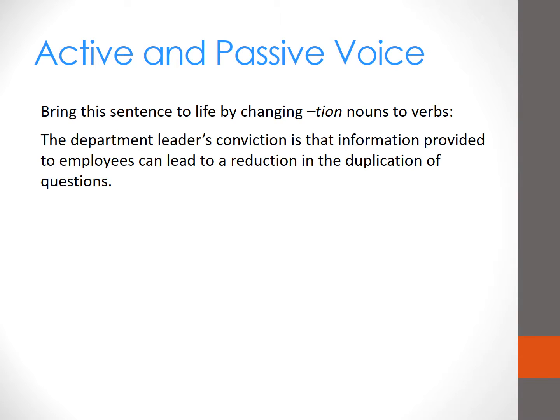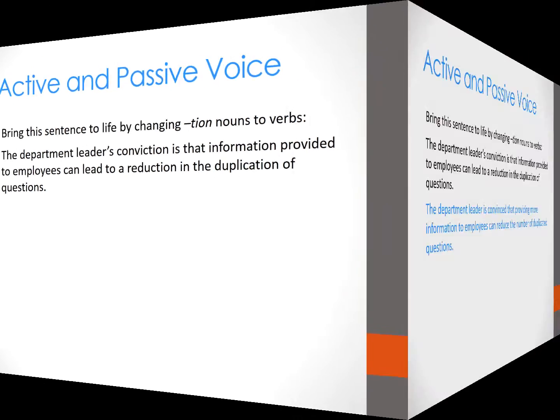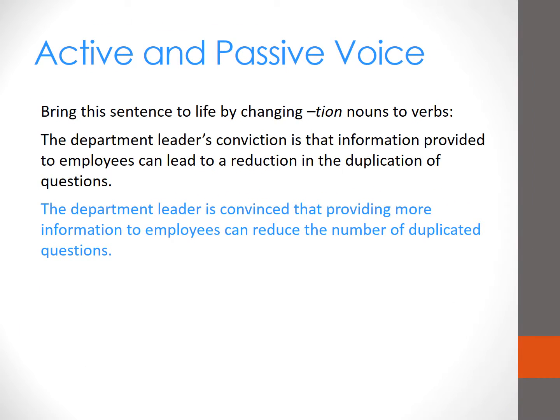You can also bring sentences to life by changing too many TION nouns to verbs. So listen to how clunky this sentence is. The department leader's conviction is that information provided to employees can lead to a reduction in the duplication of questions. This sounds much better. The department leader is convinced that providing more information to employees can reduce the number of duplicated questions.